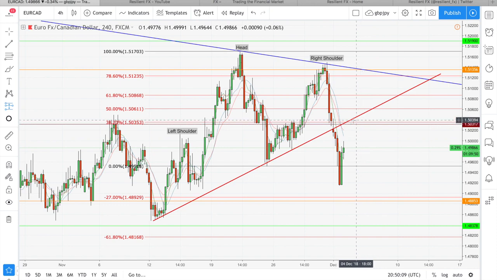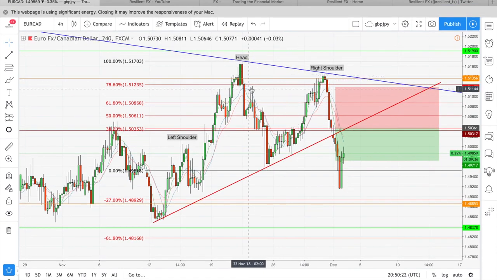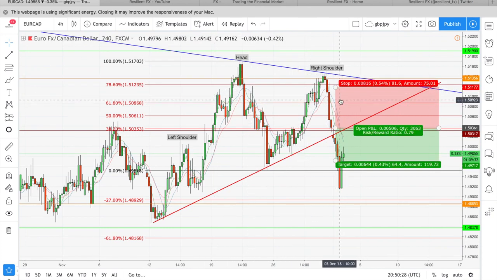so we entered on the 38.2% Fibonacci, which was right there. Remember, our stop loss was around 79 pips, which was right there. As you can see, we were only getting taken out by this one wick, and all the other wicks had us covered. All these wicks had us covered, and it was in a good support zone.